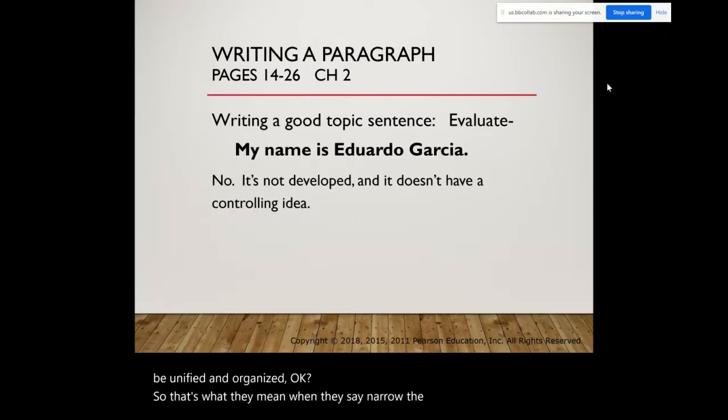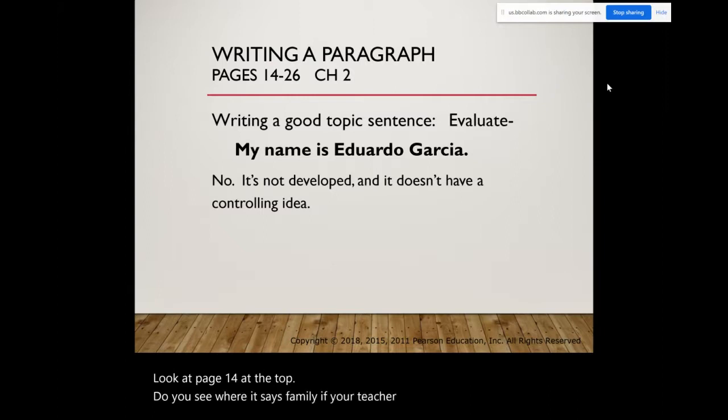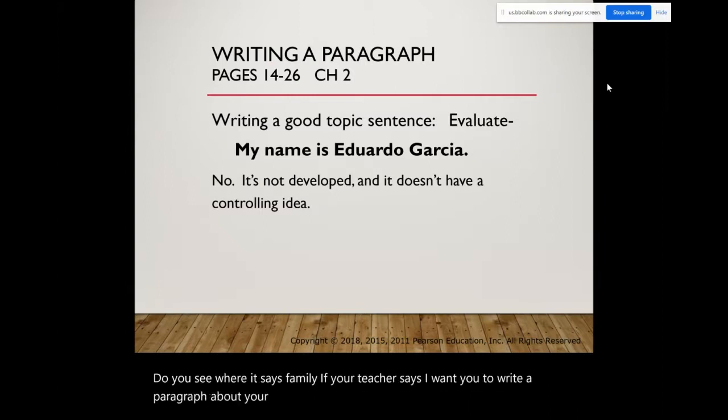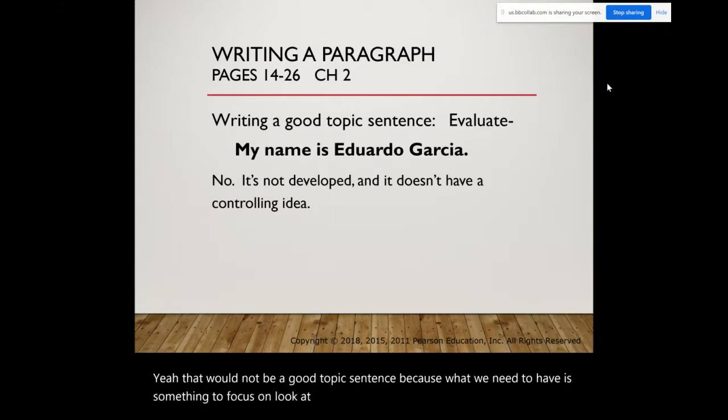Narrow the topic. Look at page 14 at the top. Do you see where it says family? If your teacher says, I want you to write a paragraph about your family, right? You cannot say, my family is in Mexico. That would not be a good topic sentence because what you need to have is something to focus on. And look at the examples they gave on the right side in that box, page 14. Parent-child relationships, or sibling rivalry, or family stories.